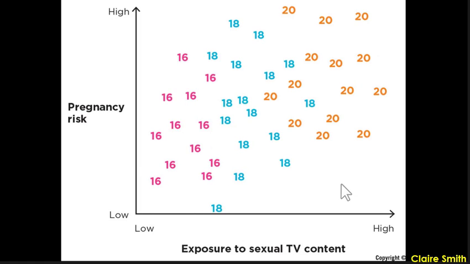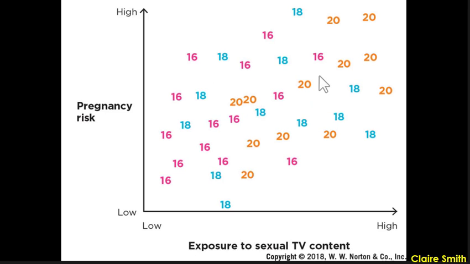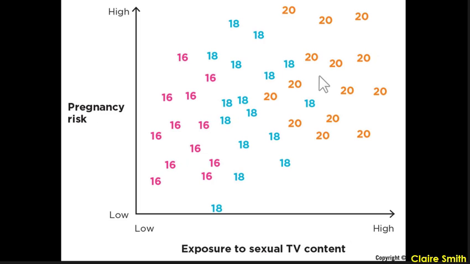Your book gives an example if we did the same thing but got different data. So this would be showing an example if the results looked like this instead of this, you see the difference? This would be a third variable problem, because within each subgroup we don't have that positive correlation between sexual TV content and pregnancy risk.